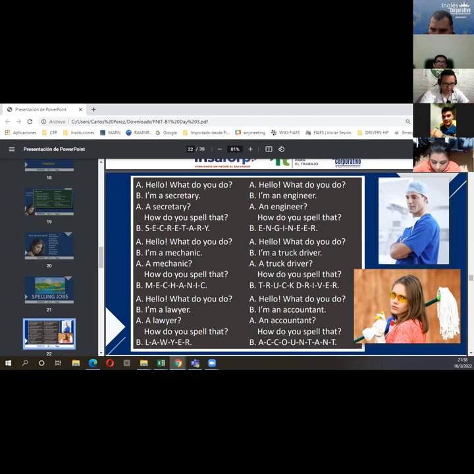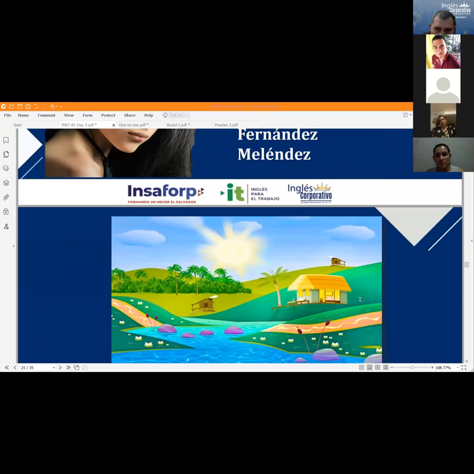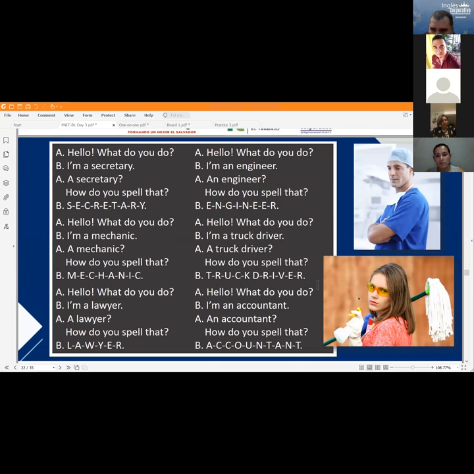Todavía tenemos tiempo, quizás, teacher. Ok, entonces, Andrea, si gusta, terminamos la segunda columna nosotros. time, teacher. It's time.